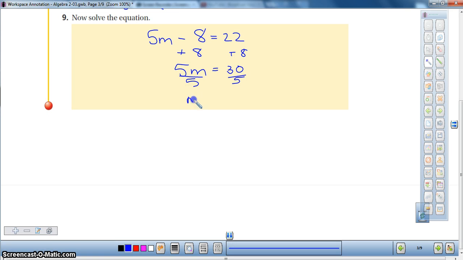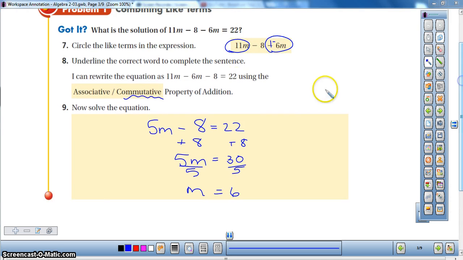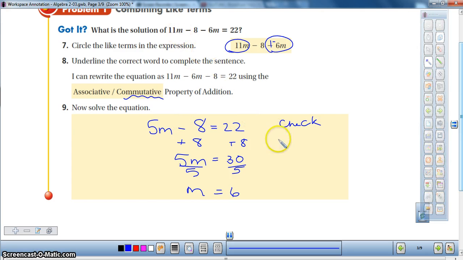We always want to make sure that we check our equation. By checking your equation, what you are really doing is going back to the original. So make sure when you do the check, you don't go to the new equation, you go back to the original. 11 times 6 minus 8 minus 6 times 6. And the question is, does it equal 22? You could put this in your calculator to check it, or you can do it by following your order of operations.